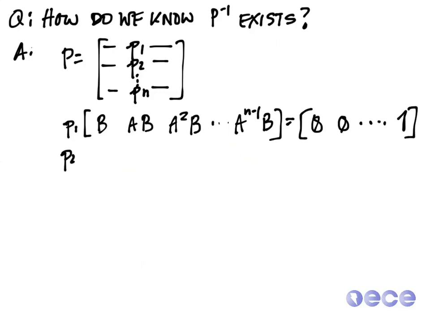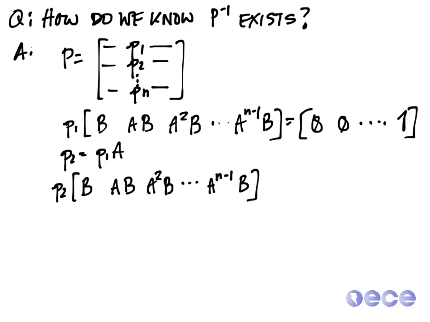So P2 is equal to P1 times A. And so what we're going to have is P2 multiplied by B times AB times A squared B, all the way to A to the n minus 1 times B. And so this is going to be equal to 0, 0, until we get a value of 1 here, and some possibly non-zero value after the 1.